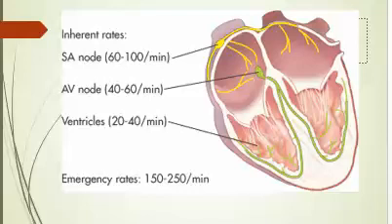There at the AV node, we take a nice little break. We allow the ventricles to completely fill. We go down the little bundle of His. We hit the right bundle branch, we hit the left bundle branch, and that's when we have our ventricular contraction. The ventricles can also generate their own intrinsic rate from 40 to 60.